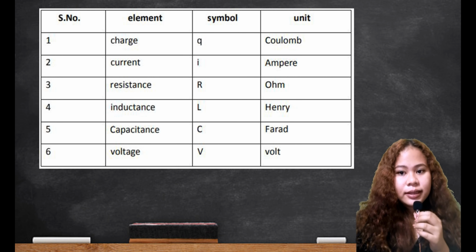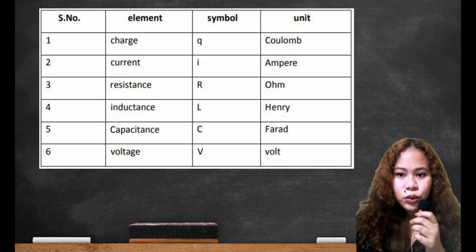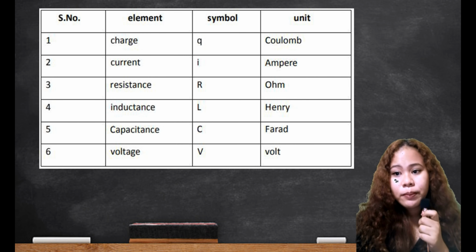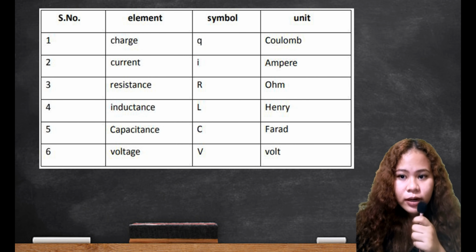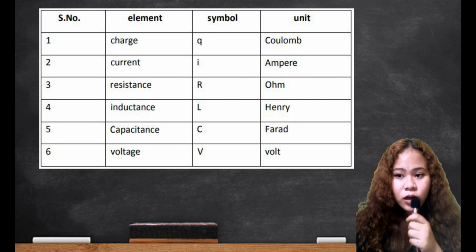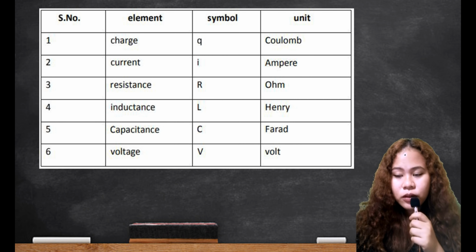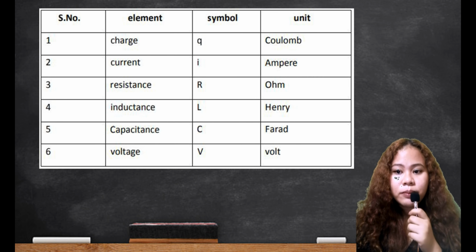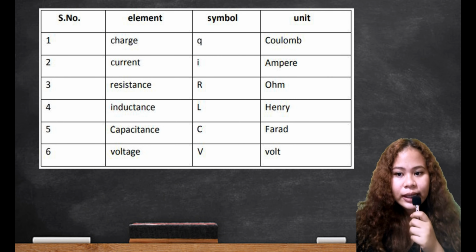Now let's look at the table. This table shows the elements, symbols, and units of measurement. The first element is charge. Charge has a symbol of Q and a unit of coulomb. Next, the element current has a symbol of I and a unit of ampere.